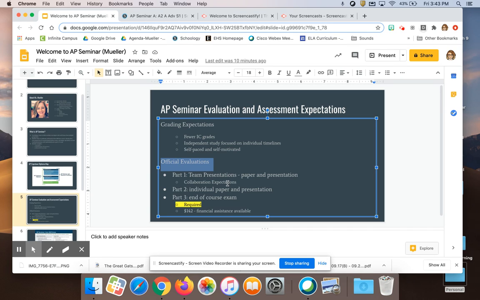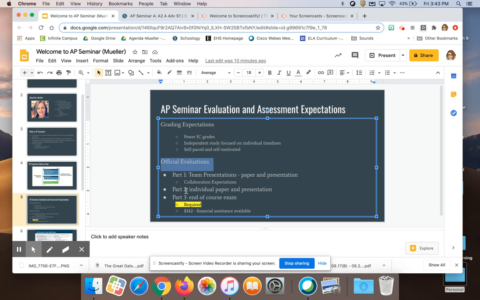There are a lot of expectations about collaboration, working together, playing nicely, communicating, and resolving conflict individually. It is your students' responsibility to share information with their group members. It is not your students' responsibility to do the work of everybody else. So please make sure that that is communicated clearly to your student.